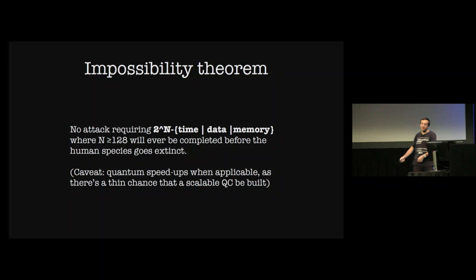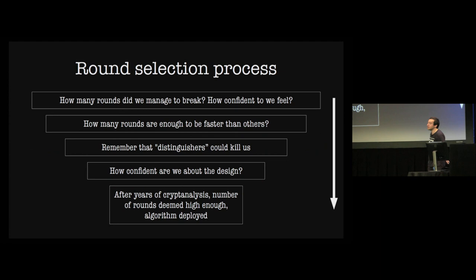So, man, I'm running out of time. How do we choose round numbers? Very quickly, the conclusion is that it's not a very scientific process. During crypto competitions, we play surgically. We don't want our submission to be eliminated. So we try to think how can we have a round number that is high enough so that the cipher will not be broken.